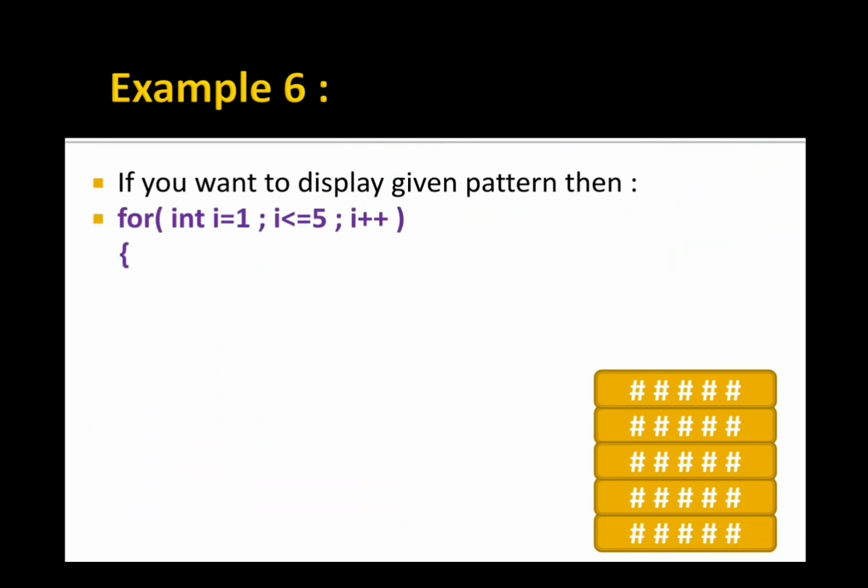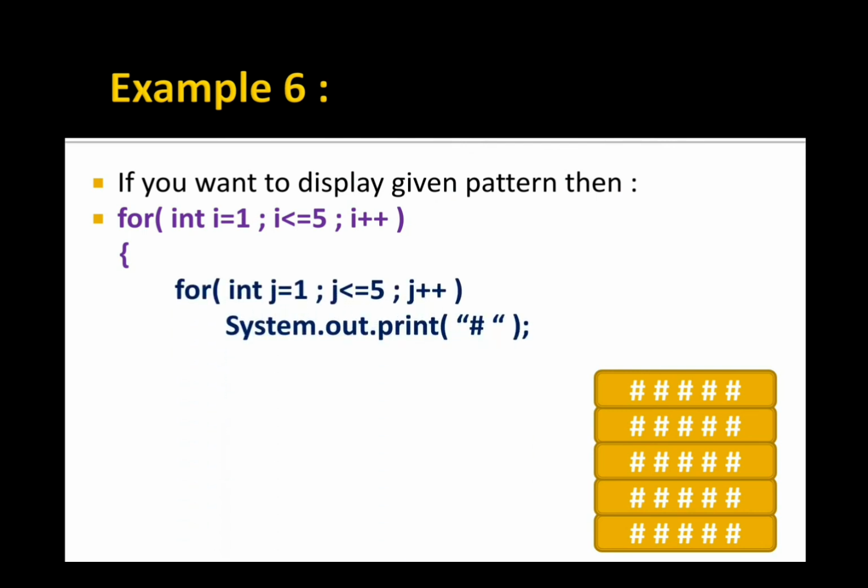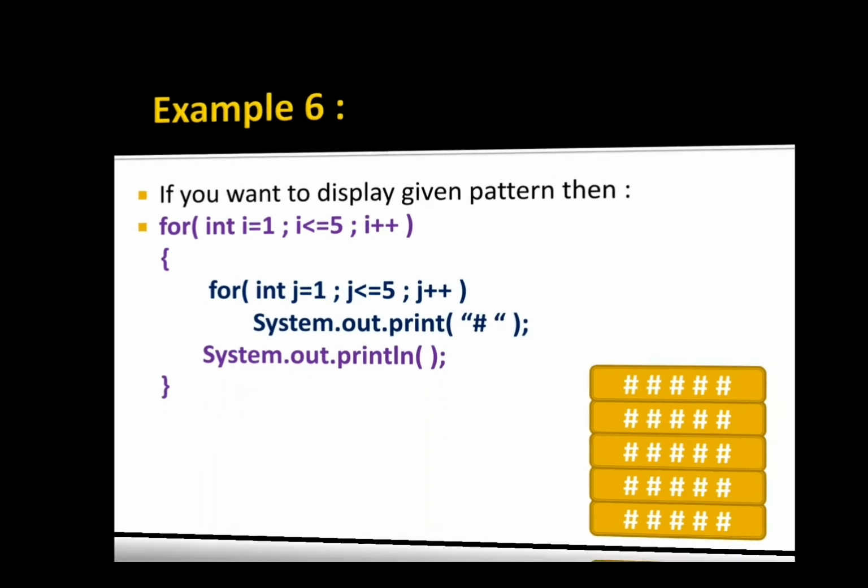How? See, the outer loop will be 1 to 5. The inner loop also will be 1 to 5. We are displaying our hash with space. And then I'm changing my line. Nothing else we have to do. Don't be confused. We can do anything. And see, with the help of nested loops, we can create different types of patterns. And a variety of images we can create.